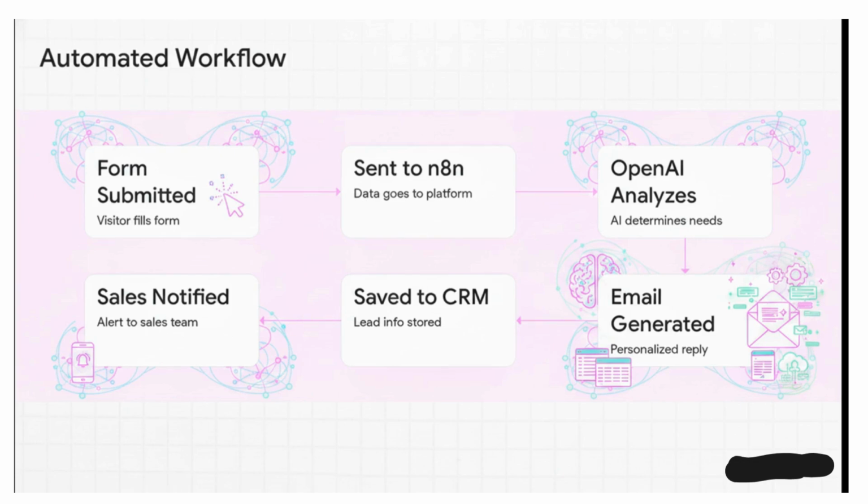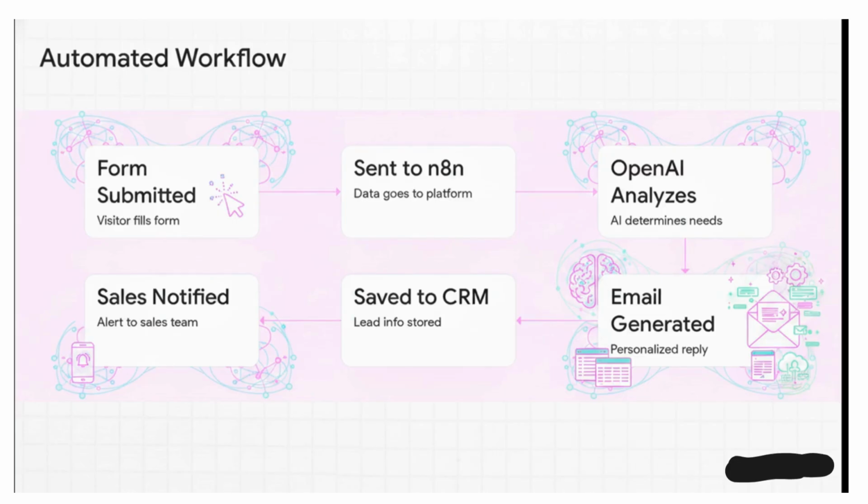Step 3. The data is passed over to OpenAI, which acts as the brain to analyze the inquiry. Step 4. Based on that analysis, a customized, personalized response email is generated and sent right back to the prospect. Step 5. All of the lead's valuable information is safely stored into Google Sheets or your CRM.